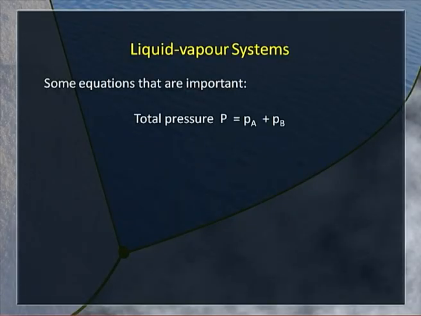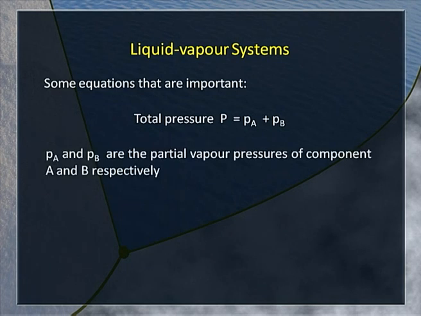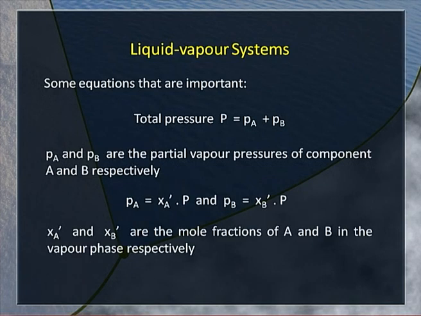There are some equations which are important while dealing with liquid vapor systems. The total pressure P is given by the sum of the partial pressures. That means capital P is equal to PA plus PB, where PA and PB are the partial vapor pressures of components A and B respectively. PA is given by the product of the mole fraction of A in the vapor phase into total pressure. Similarly, for PB we can write an equation, where XA prime and XB prime in the equations denote mole fractions of A and B in the vapor phase.